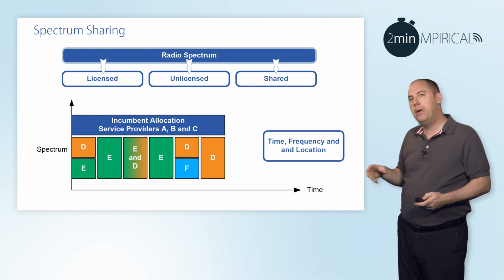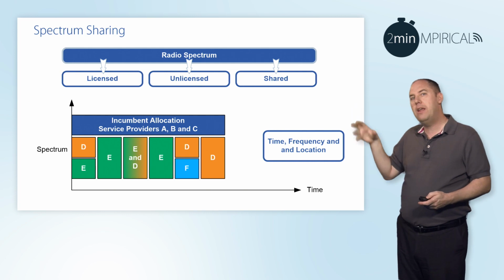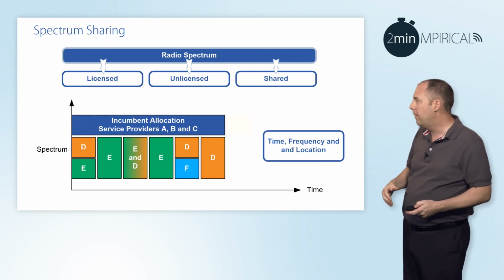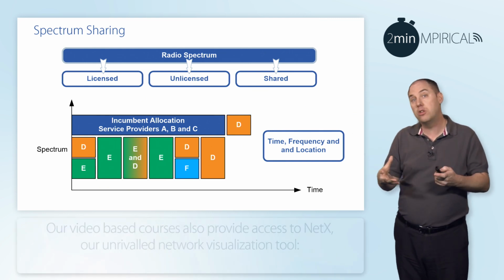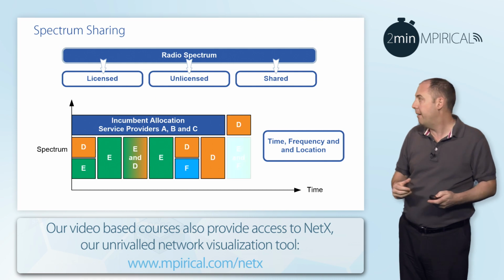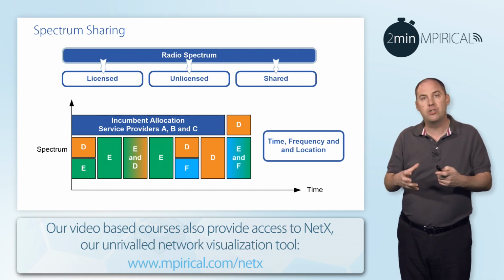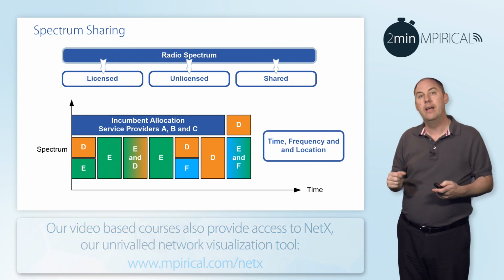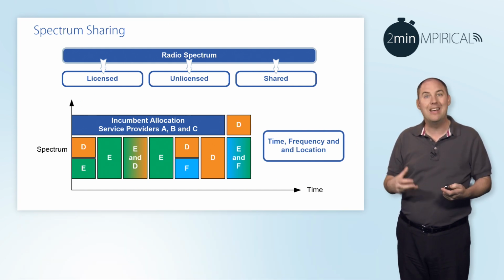Now, that can carry on, and potentially when the incumbent allocation expires, say in 20 years' time, you might find that allocation also becomes available and is now part of the shared spectrum concept, with various mixtures of the different service providers being able to utilize that spectrum in different time, frequency, and location-based allocations.